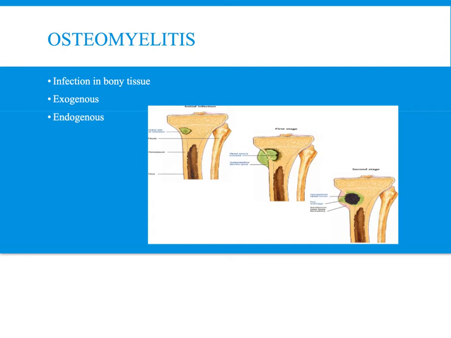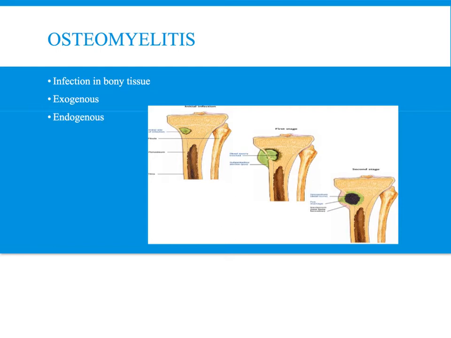Endogenous means that the organism is already in the person's bloodstream, and it comes from another area. So there's bacteria in the bloodstream that comes from another area and can infect the bone. Osteomyelitis can be an acute infection or a chronic infection, and we'll discuss that in the next few slides.